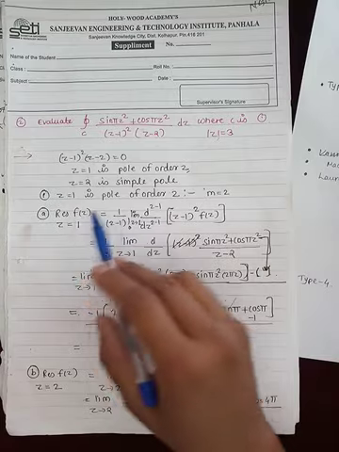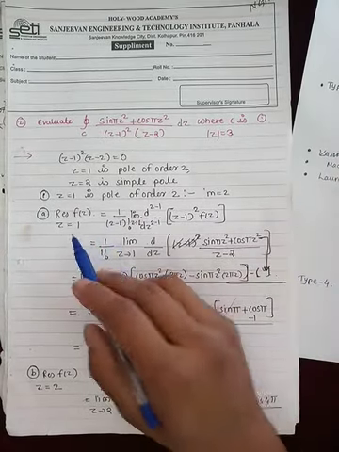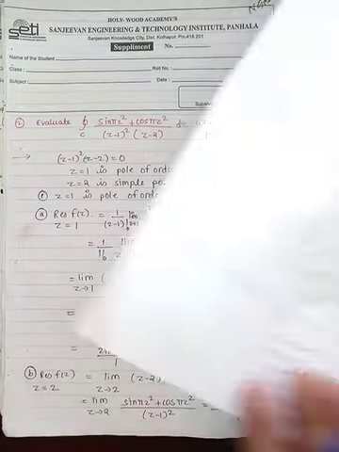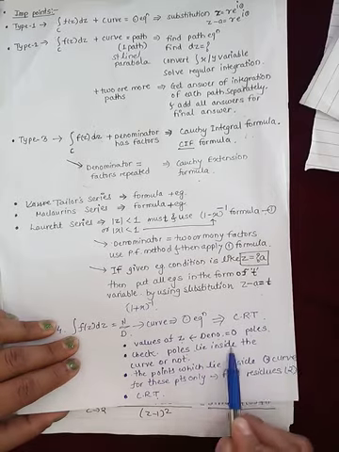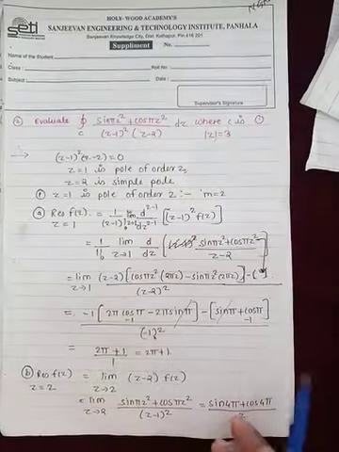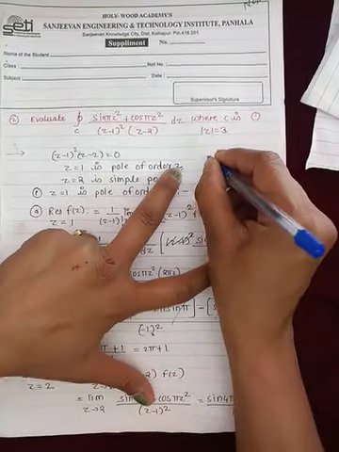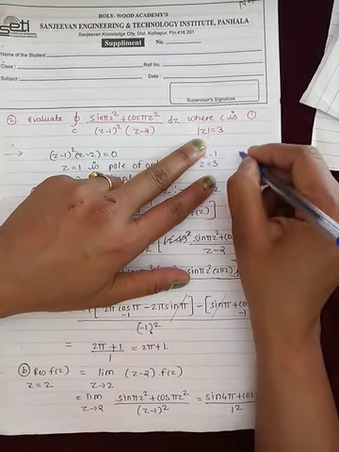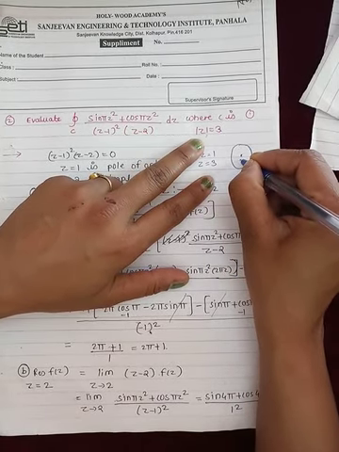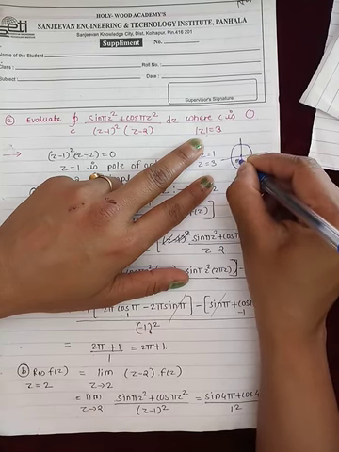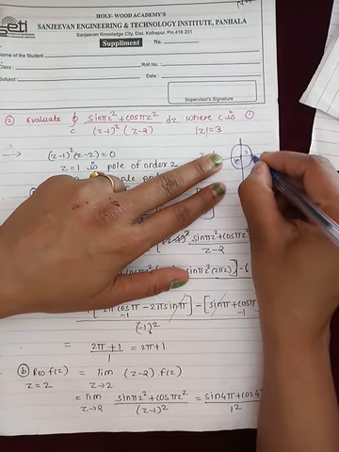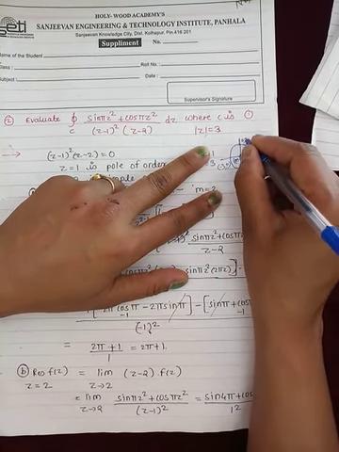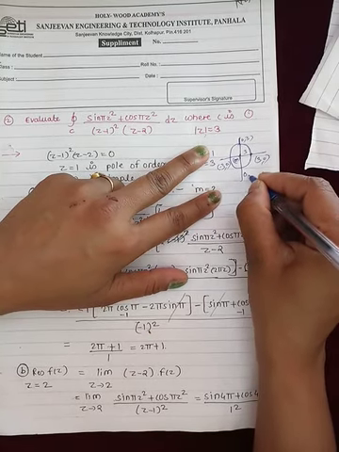So z equal to 1 and 2 are your poles. Now the next step is to check whether these poles lie inside the curve or not. Here z equal to 1 and z equal to 2 are the two points, and the circle is given by mod z equal to 3, that is, the center is (0, 0) and the radius is 3. So this point is (3, 0), this is (minus 3, 0), this is (0, 3), and this is (0, minus 3).